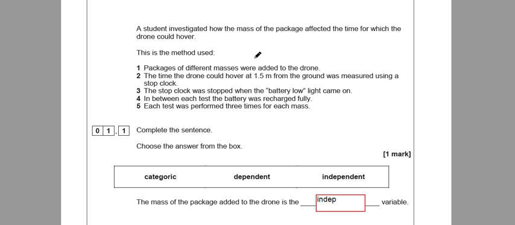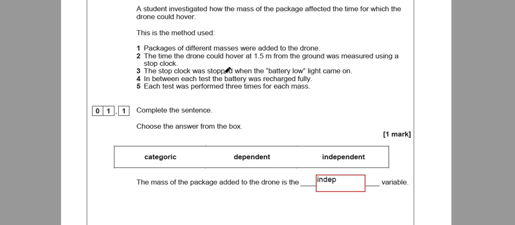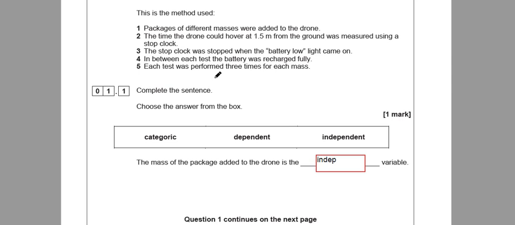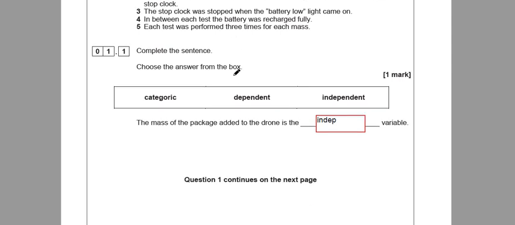The time the drone could hover at 1.5 meters from the ground was measured. The stop clock was stopped when the battery low light came on. In between each test, the battery was recharged fully. Each test was performed 3 times for each mass.